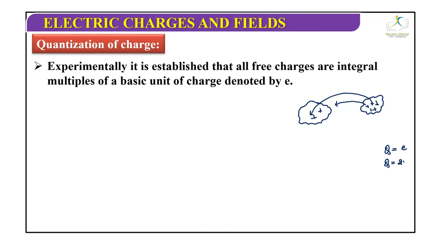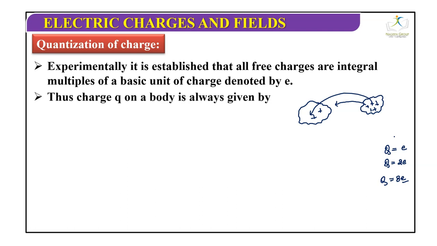Next time, two charges like E plus E, two charges. Third time, if we are sending 3 electrons or 3 positrons, clear? So these types of things are in whole number form, integer form, not in fractional form. So these are called the quantization of charge.